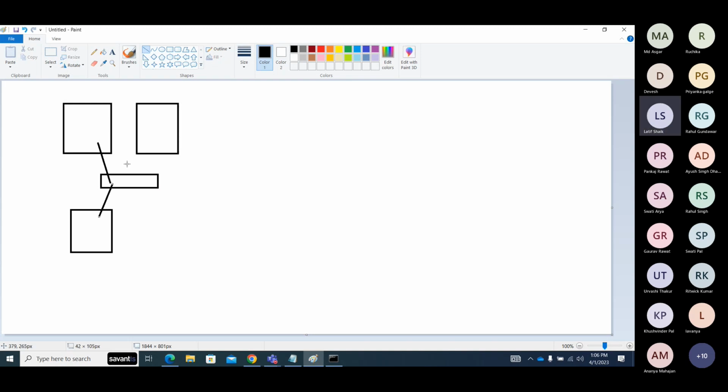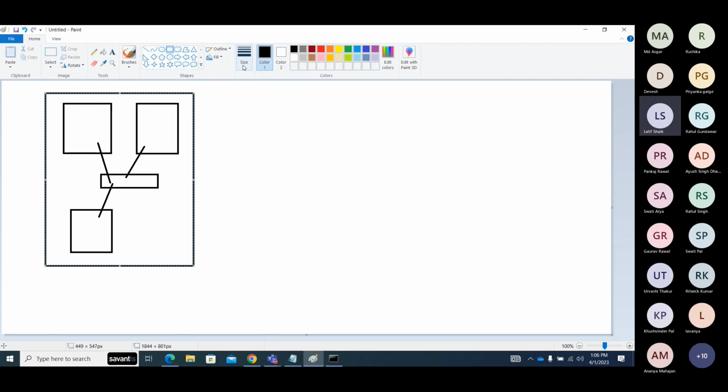What is intranet? Intranet is your private network. Look here. This is a server, and this is server A, which is nothing but a web server, and this is my mail server. I'm PC1.